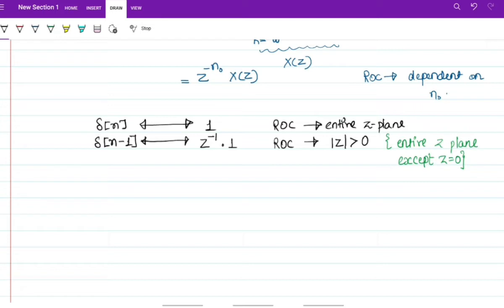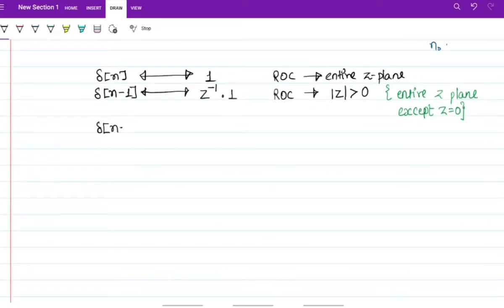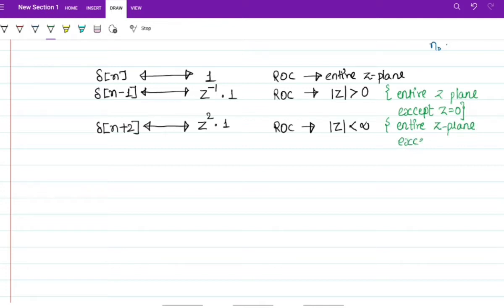Okay, now take one more example, delta n plus 2. So here in place of n naught, what have we used? 2, right? So here it is plus 2, so what will the z transformation be, what will the power of z be? That is z to the power 2 into the z transformation of delta n, that is 1. What about the ROC? The ROC will be the entire z plane except z is equal to infinity. So here the z transformation will be the entire z plane except z is equal to infinity.